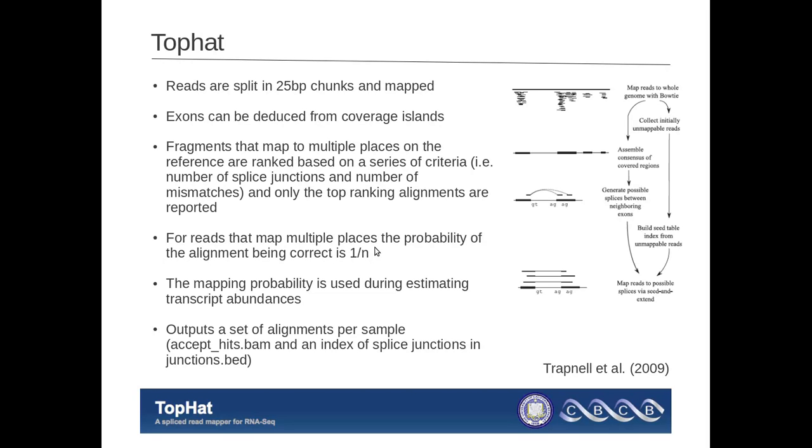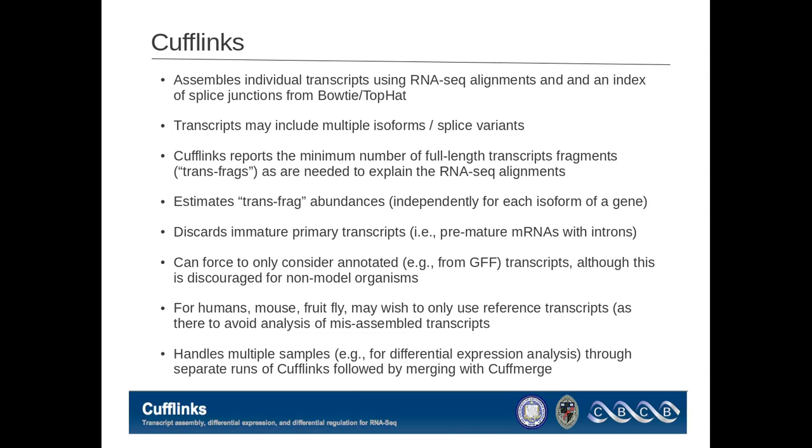So in the end, what you get from TopHat is an accepted_hits.bam for each sample. So in the homework case, you'll be running this separately 4 times, once for each sample, and you'll get an accepted hits BAM file and an index of the splice junctions in a BED formatted file. So the next step is to run what we call Cufflinks. Cufflinks is essentially a transcript assembly program that assembles the individual transcripts based upon the alignments that are provided by TopHat and the index of splice junctions.